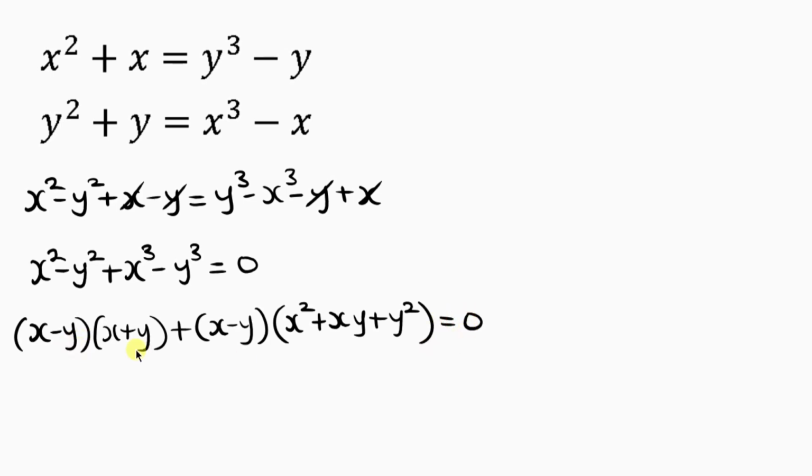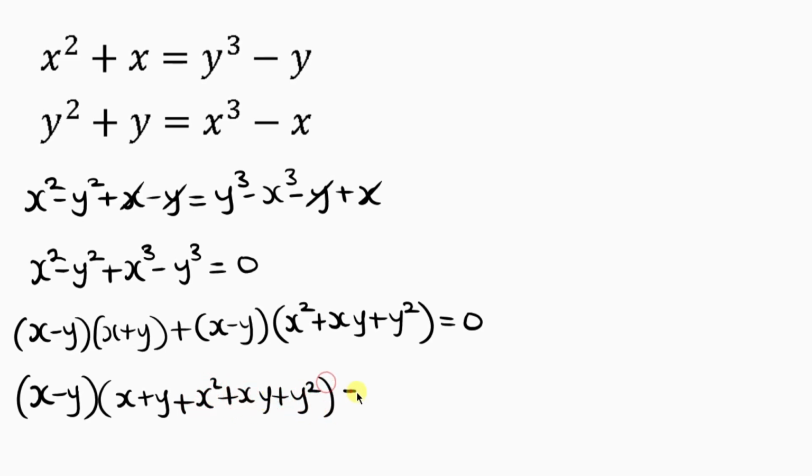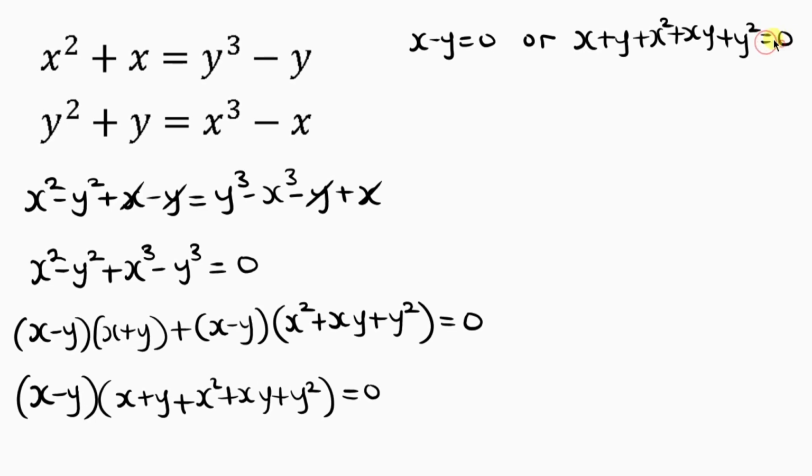Now looking at these two expressions, you'll notice that x minus y is common, which we can easily factorize out, x minus y, leaving behind x plus y plus x squared plus xy plus y squared equal to 0. Now, you notice that I have two cases. I have x minus y equal to 0, or for the other case, I have x plus y plus x squared plus xy plus y squared equal to 0.